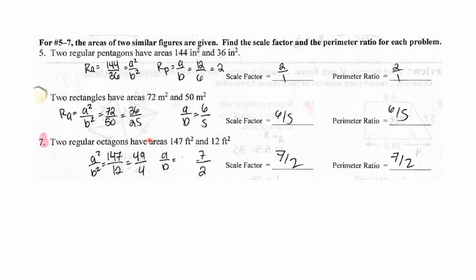Number 7, we have two regular octagons with areas 147 and 12. So again, 147 and 12 are not really nice numbers to deal with as far as square roots go, but if I divide them both by 3, I get 49/4. And then I can take the square root of those and get a really nice fraction, 7/2. So that's my scale factor and perimeter ratio.